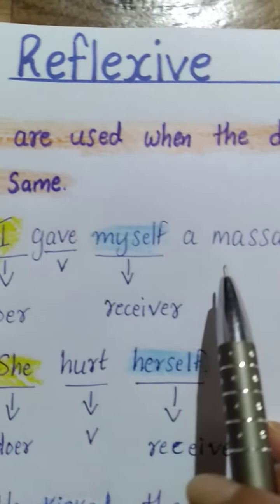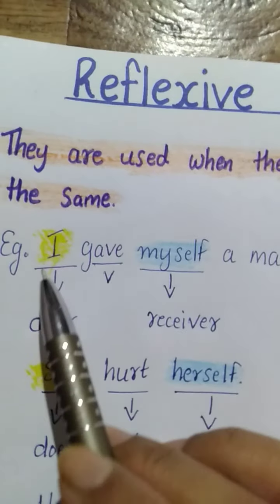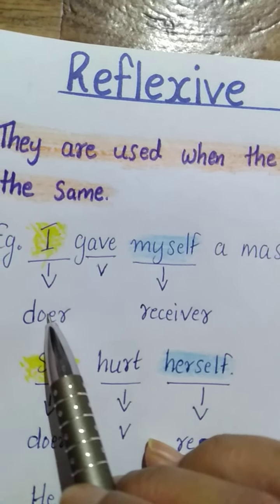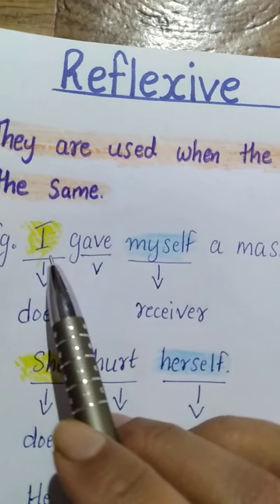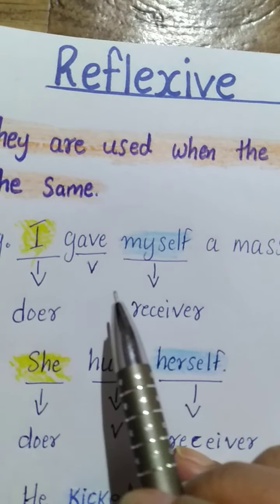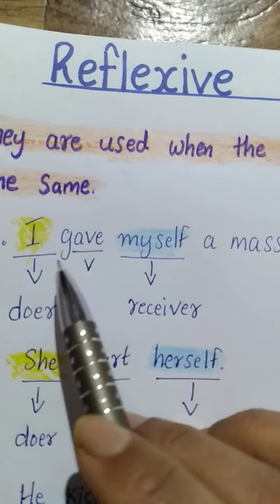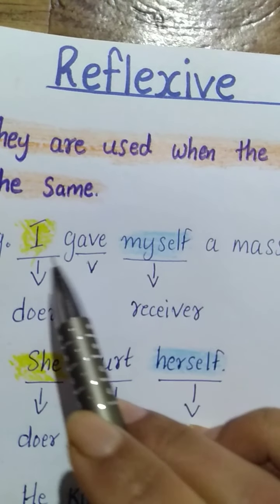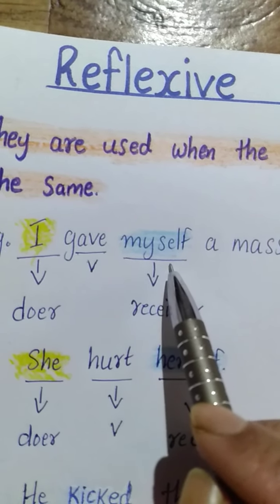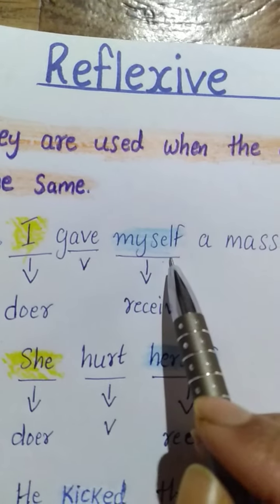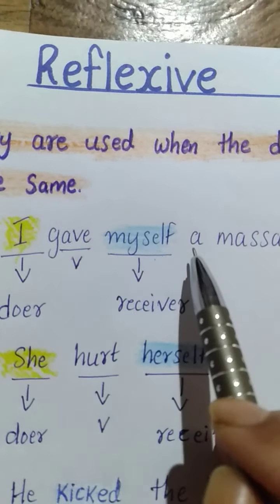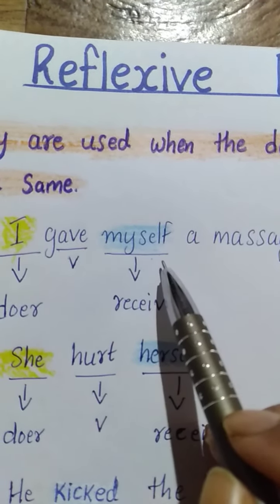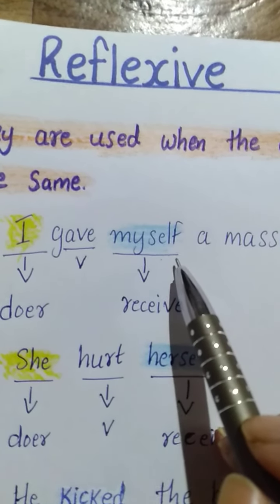I gave myself a massage. Okay, so who gave a massage? I. The doer is I, and gave a massage. So who is the receiver of the massage? I only. So instead of writing I, we use myself. Okay, so as a receiver we use myself. So I gave myself a massage. So myself here is your reflexive pronoun.